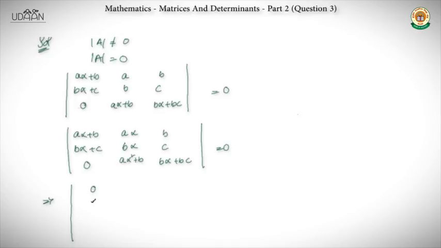So this becomes a 0 and this becomes a 0. And here we get a alpha square plus b. This is a negative, since we are subtracting column 2 plus column 3 from column 1. And here this remains the same.